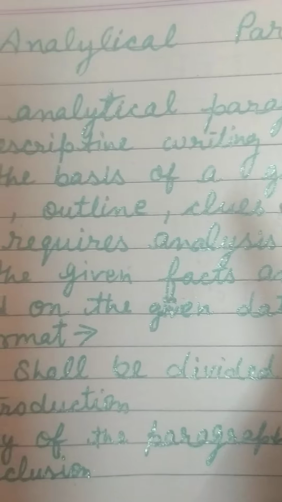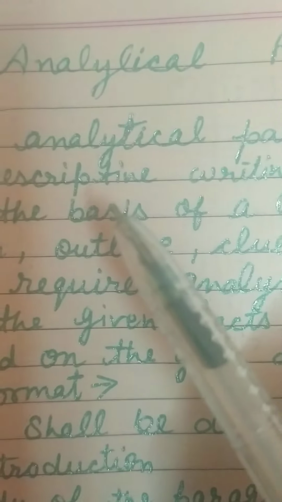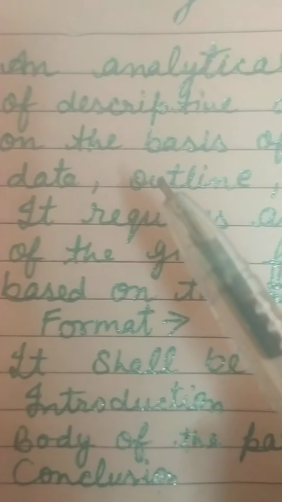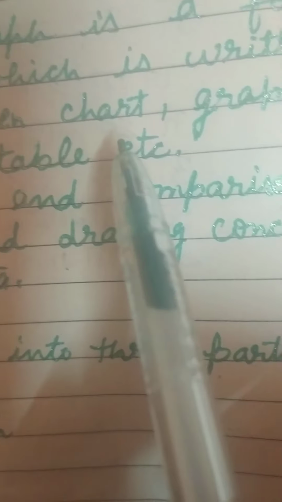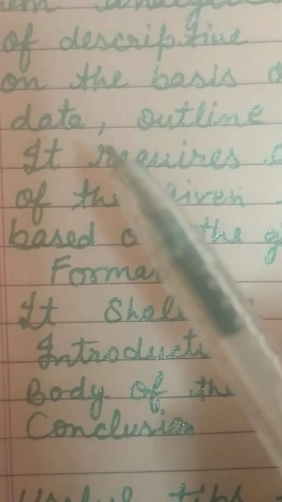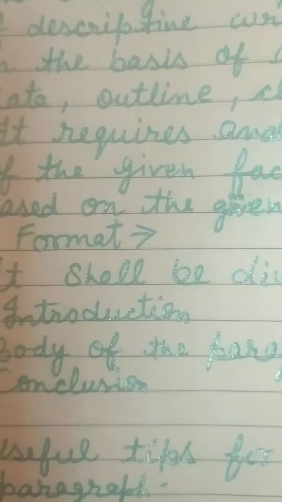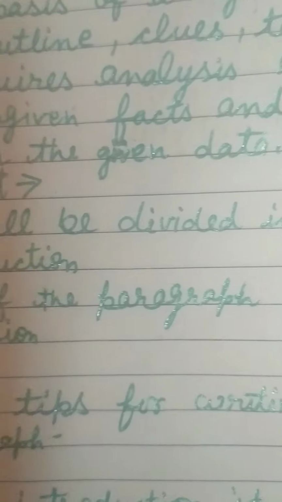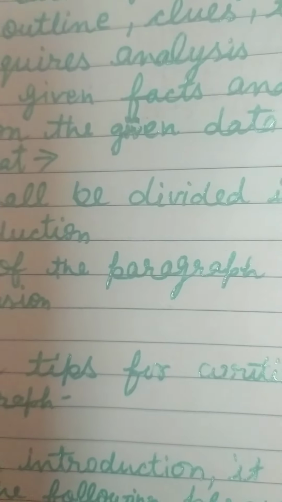down a paragraph. So an analytical paragraph is a form of descriptive writing which is written on the basis of a given chart, graph, data, outline, clues, table, etc. So it is clear here. It requires analysis and comparison of the given information and facts, and drawing conclusions. You have to draw the conclusion also based on the given data.